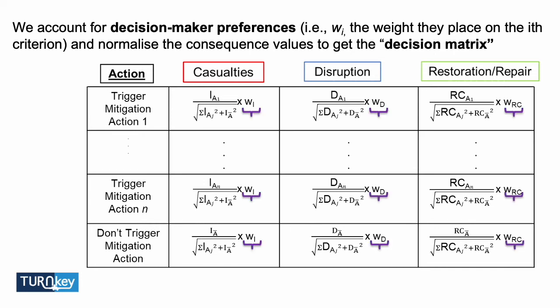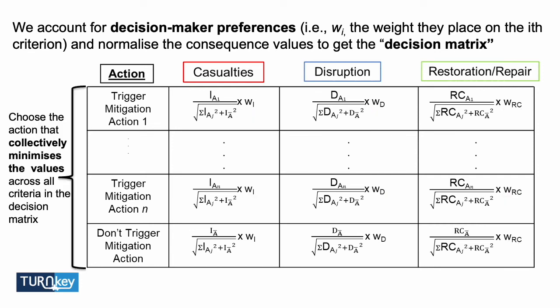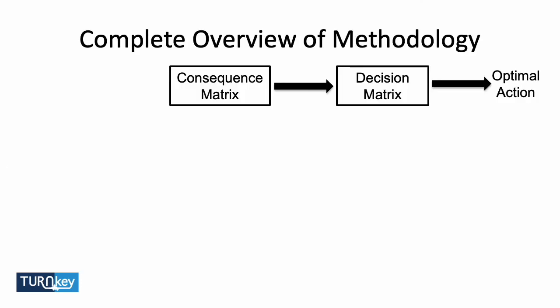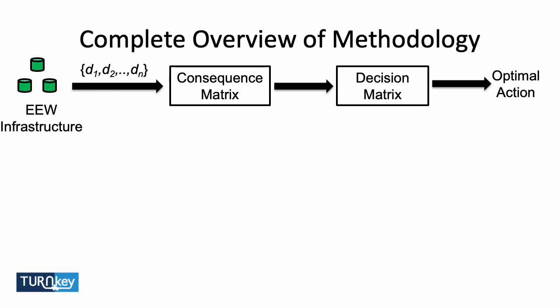Then the last step involves taking the action or no action that collectively minimizes the values of the decision matrix. So we have a consequence matrix that we can translate into a decision matrix to determine the optimal action. Now, the consequence matrix relies on seismological information from an earthquake early warning system, similar to a conventional approach.